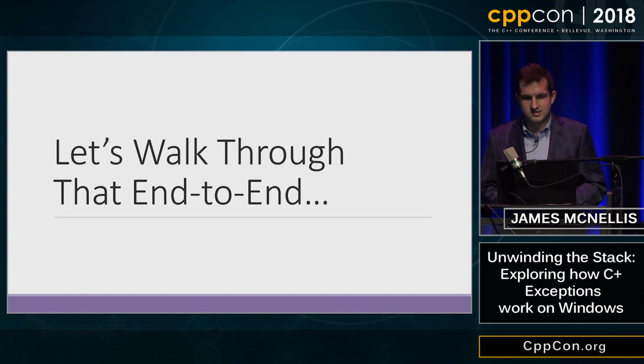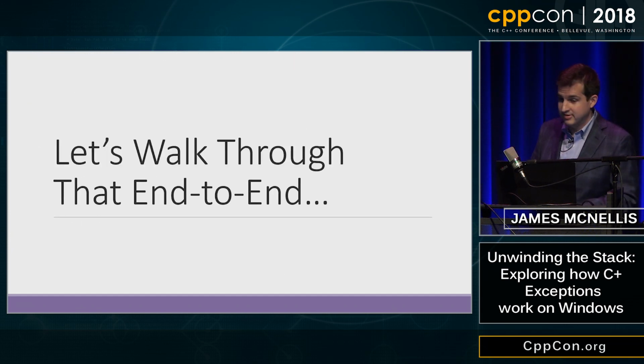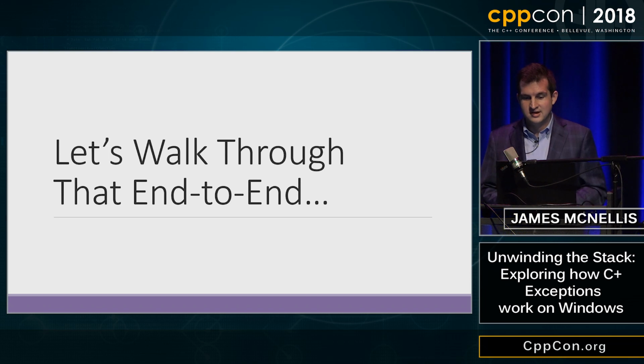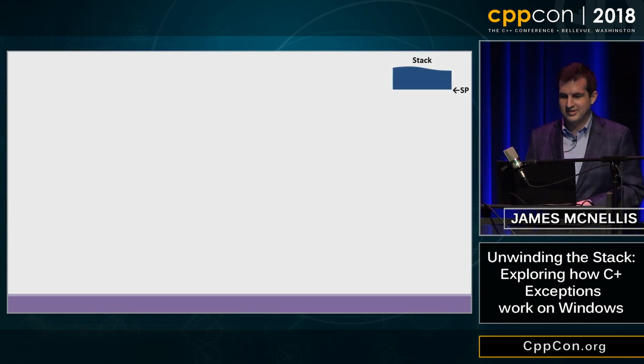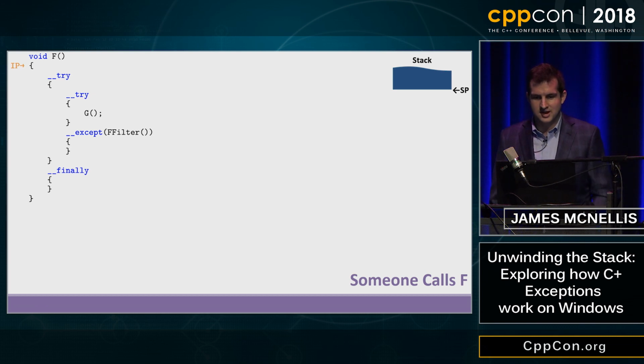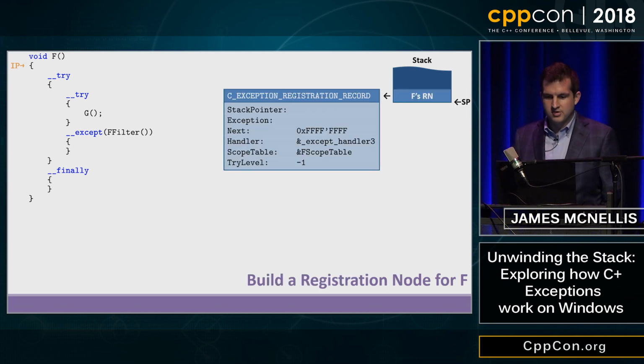Okay, so that was a lot of information, and this is actually probably something that's a little easier to show with a picture. So let's walk through an end-to-end example. Here we have a stack, and someone calls our function named f. The first thing we're going to do is build a registration node for f on the stack.